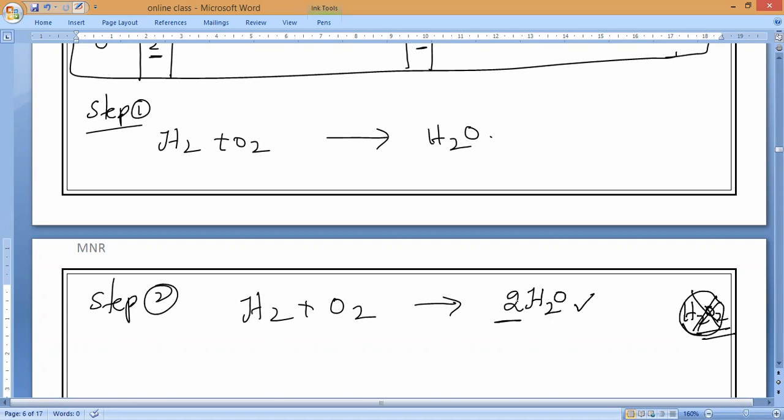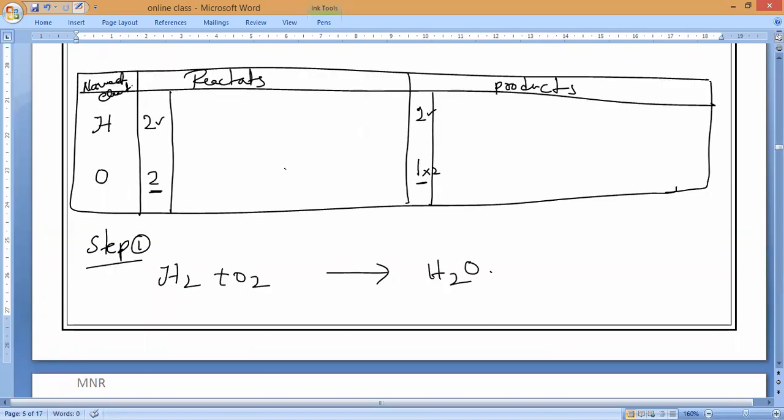In step 2, what did I try to balance? Oxygen. Understand? Is there any change in hydrogen? We did not change anything in hydrogen, right? Hydrogen on the reactant side is the same. We did not change anything, so write the same thing again on the reactant side.